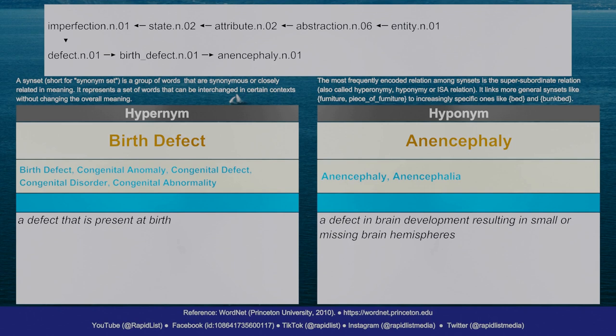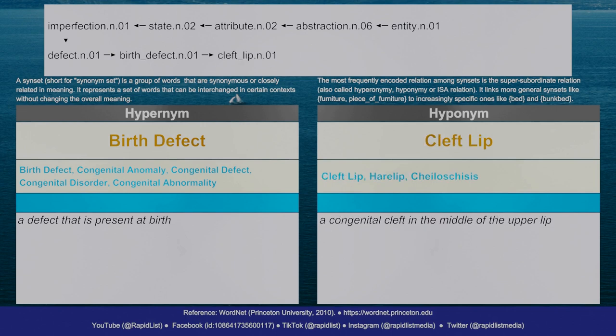Anencephaly. A defect in brain development resulting in smaller missing brain hemispheres. Cleft lip. A congenital cleft in the middle of the upper lip. Cleft palate. A congenital fissure of the hard palate.